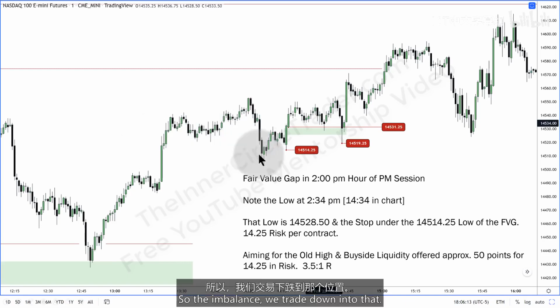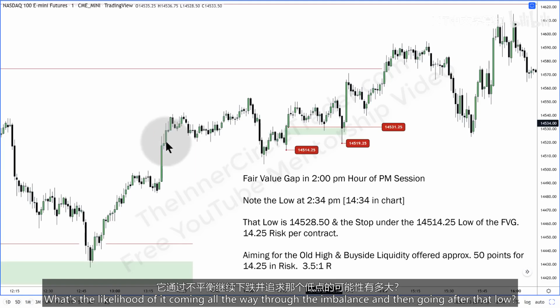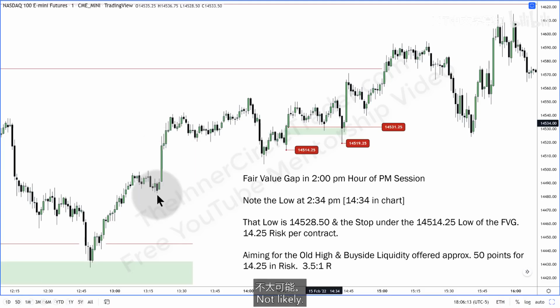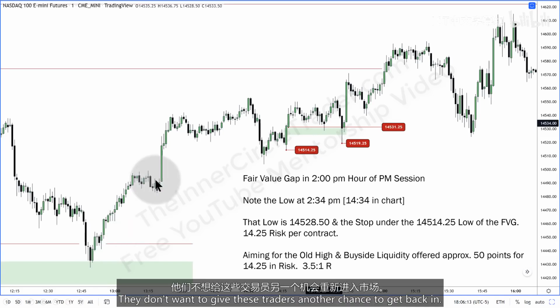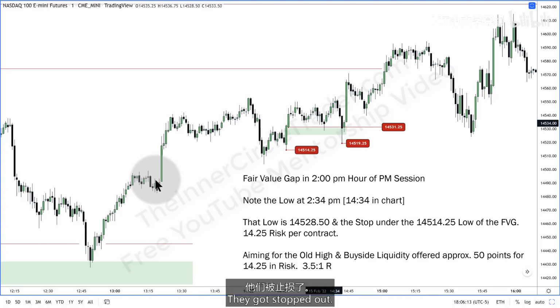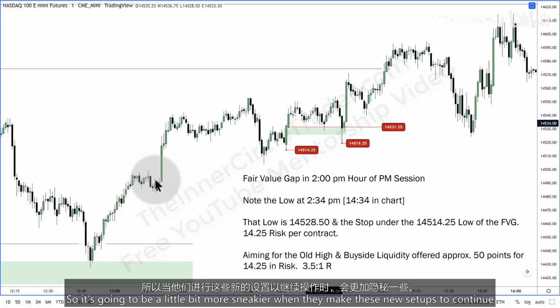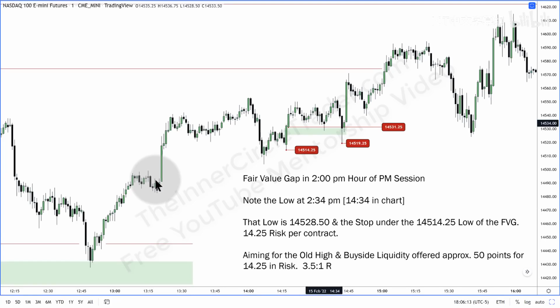So the imbalance, we trade down into that. What's the likelihood of it coming all the way through the imbalance and then going after that low? Not likely. Not after seeing this run here. They don't want to give these traders another chance to get back in. They got stopped out. So it's going to be a little bit sneakier when they make these new setups to continue into a higher run.